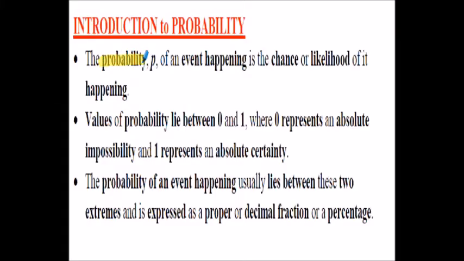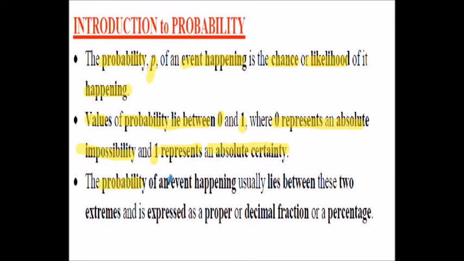The probability, usually denoted by little p, of an event happening is the chance or the likelihood of the happening or of the occurrence. Values of probability lie between 0 and 1. Where 0 represents an absolute impossibility, for example, travelling from London to Birmingham at the speed of light, and 1 represents an absolute certainty, for example, all living creatures will die.